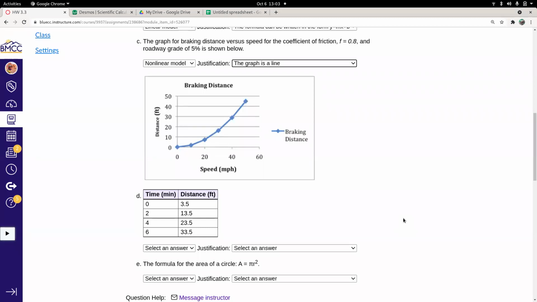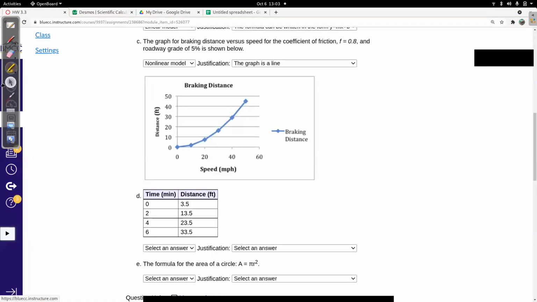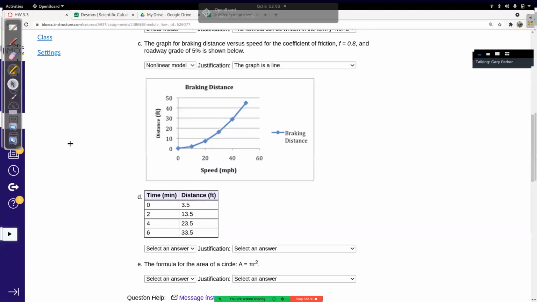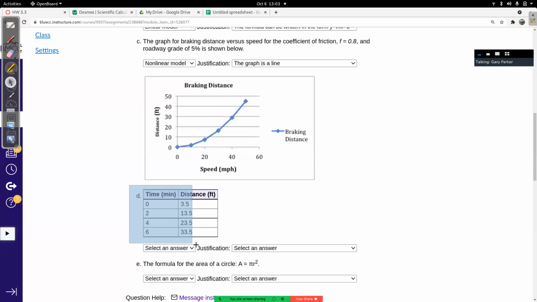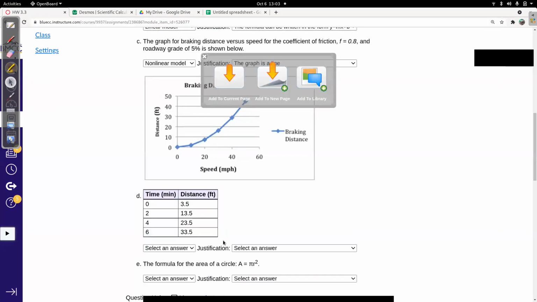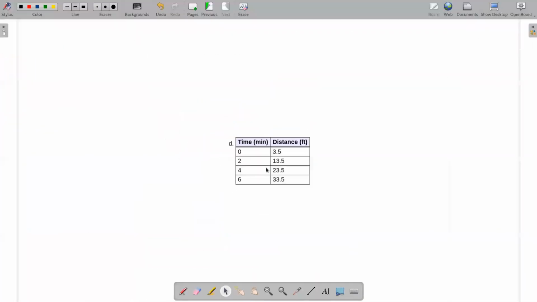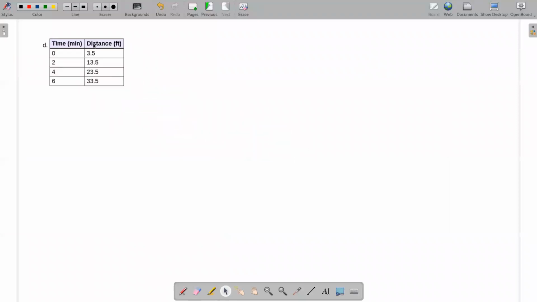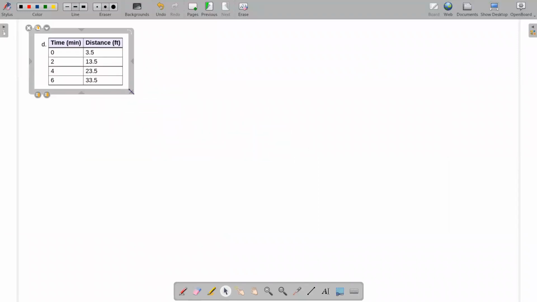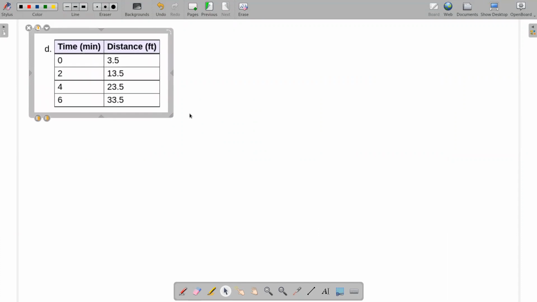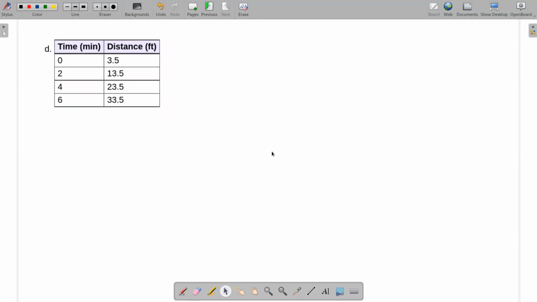Ooh, this one's a bit harder. I need to write this down. Okay, screenshots of that table. So there are a couple of ways to do this one. I could try to graph those points, that's one way to do it. Or I could think about the idea of rise and run to see what happens. So I'm going to pick the idea of rise and run.